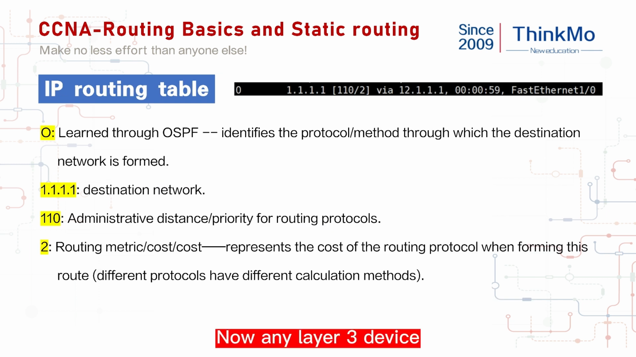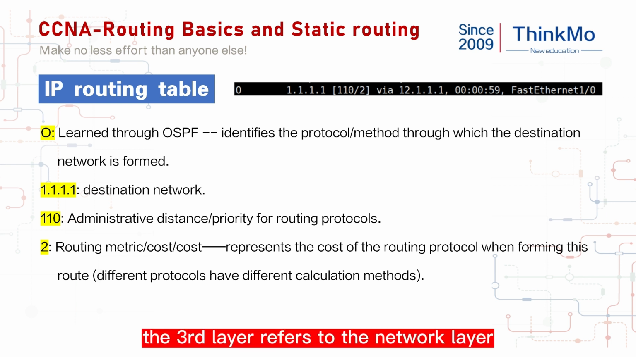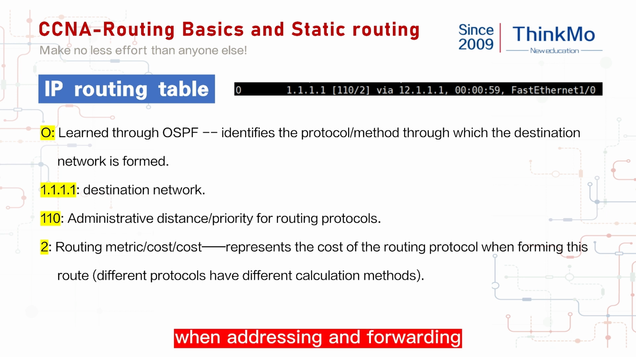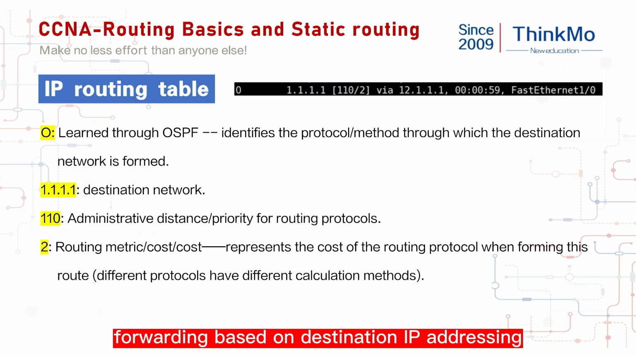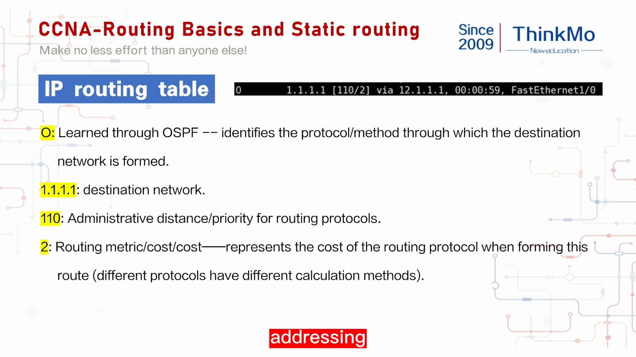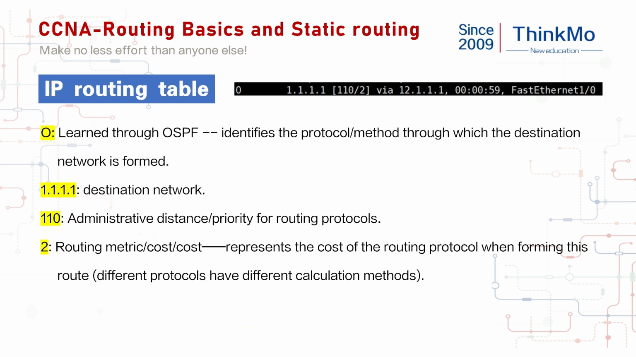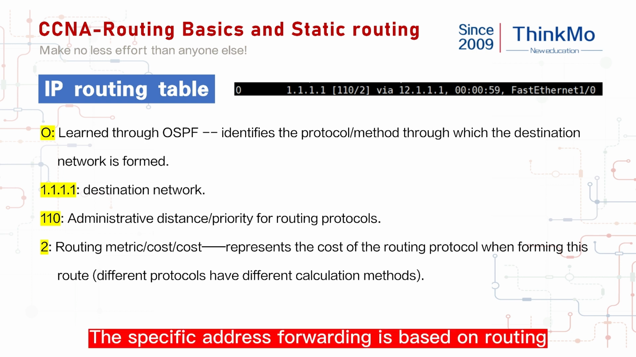Now any layer 3 device, it doesn't have to be a router, it can also be a layer 3 switch or a firewall, all okay. The third layer refers to the network layer. In the future, when addressing and forwarding, forwarding is based on the destination IP. For addressing, we will query the routing table of the device. Data forwarding is based on routing; the specific address forwarding is based on routing.